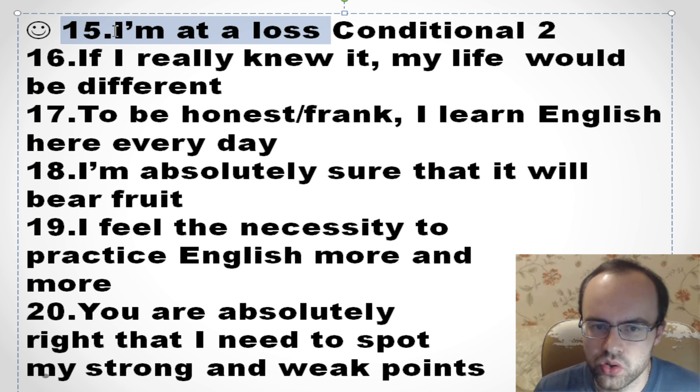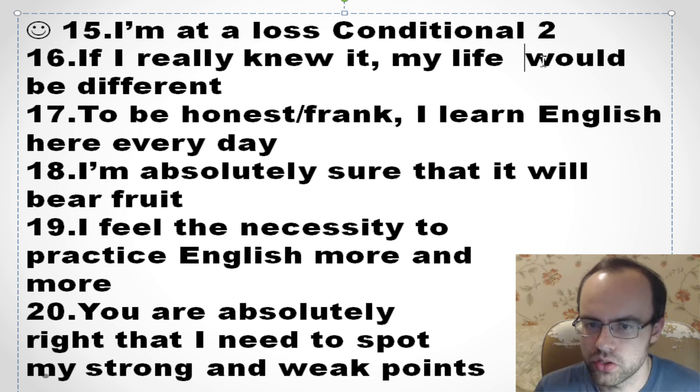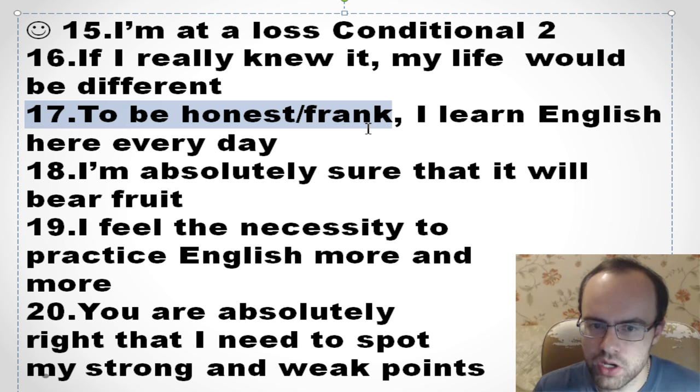And then, so you see the use of the second conditional. If I really knew it, my life would be different. So if I really knew it, past simple, then would plus verb. If I really knew it, my life would be different. To be honest, to be frank, I learn English here every day. So I want to be honest with you, I want to be frank with you.